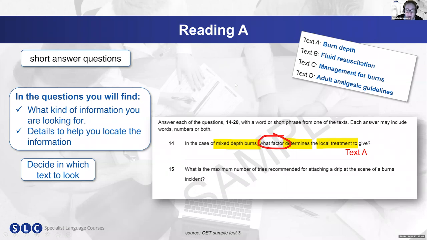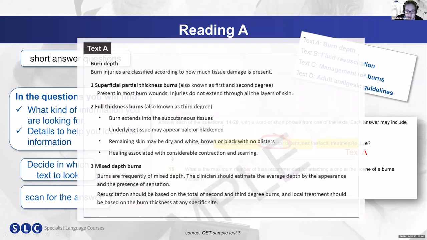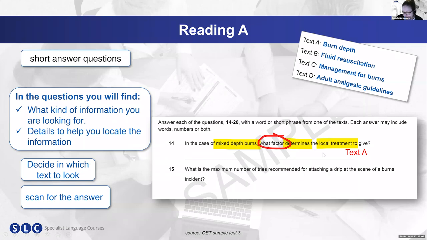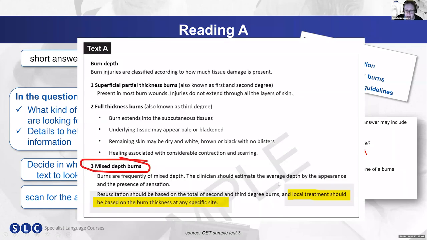So let's have a little look. We're going to go straight away to mixed depth burns. And then we're looking for local treatment. There it is. Local treatment should be based on the burn thickness at any specific site. So we know the answer is thickness, because we're looking for the factor that determines the treatment. So the factor is the thickness.